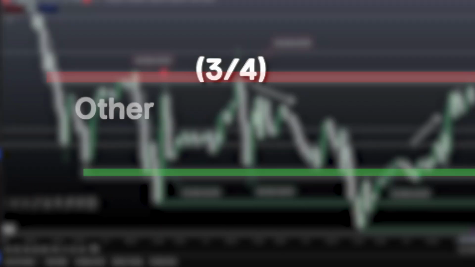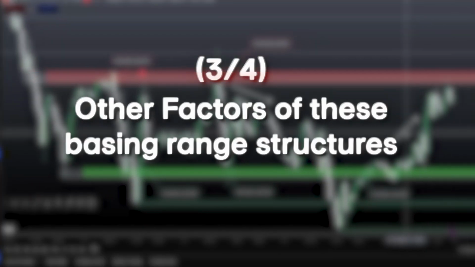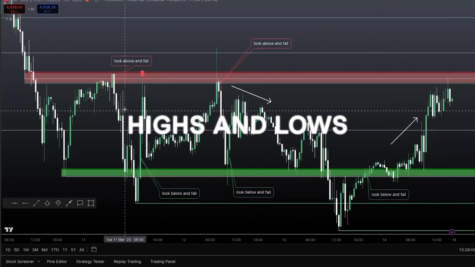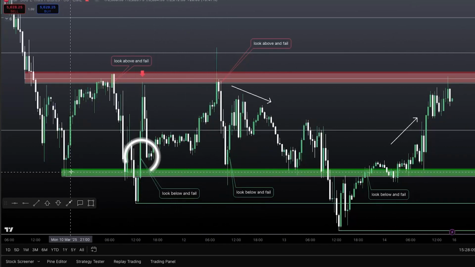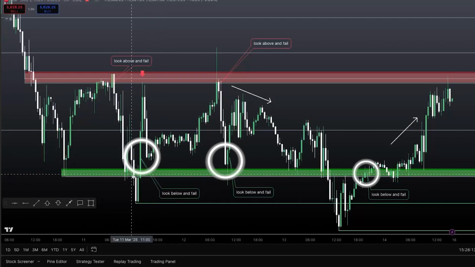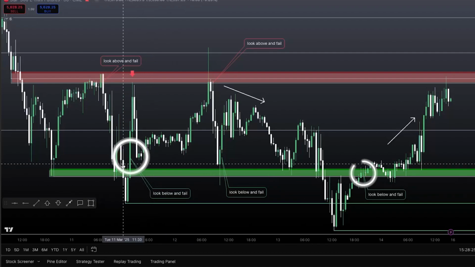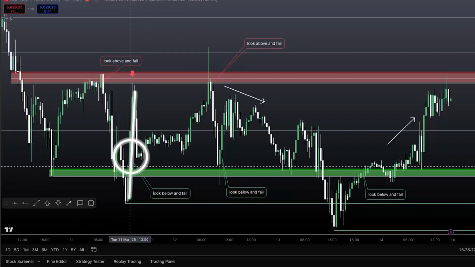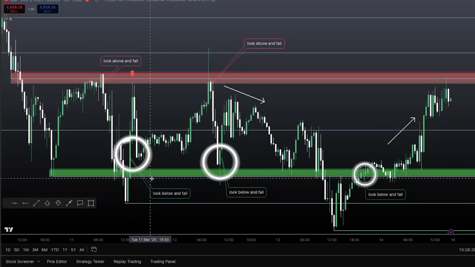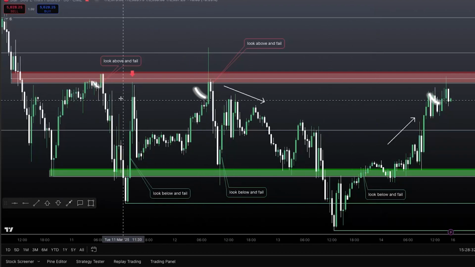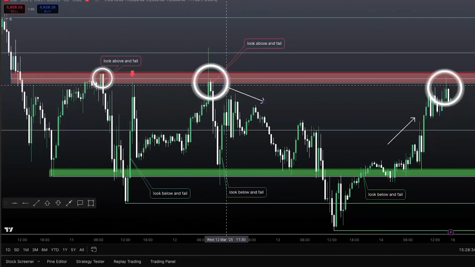Now as you can see, the other factor of these basing range structures is that the highs and lows tend to hold many more times than a normal support and resistance. You can see tests and look below and fail many times over and over again, whereas normally a support would be weaker and would eventually fail. When it's an established range structure like this, it tends to hold many more times than normal. So basically every time you see price flush and reclaim here, you want to take the look below and fail every time until it quits working. You can consider the same thing at the top of the range with the look above and fail.